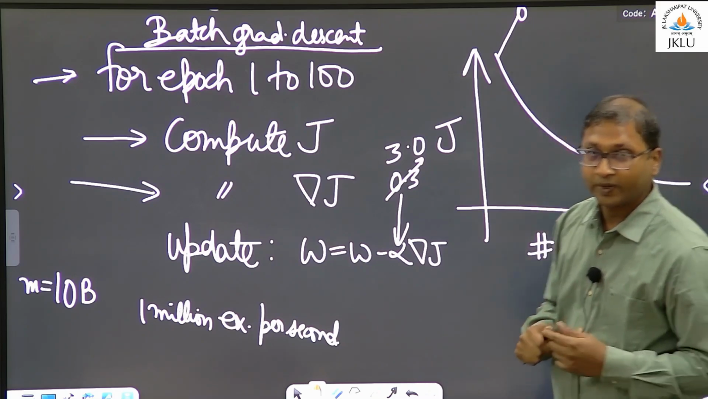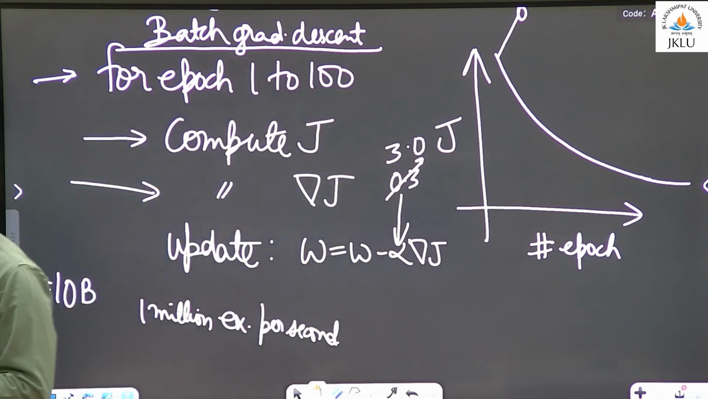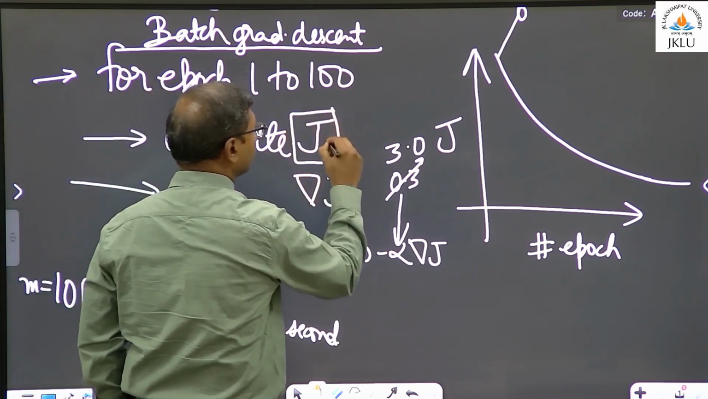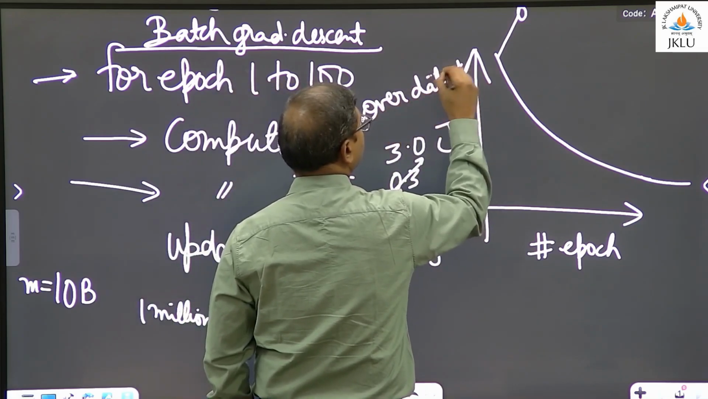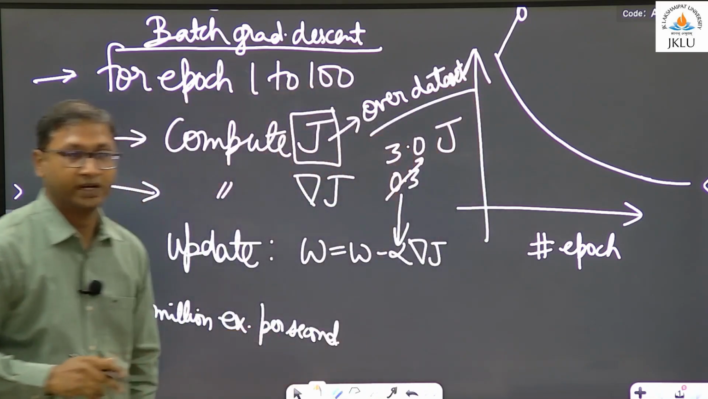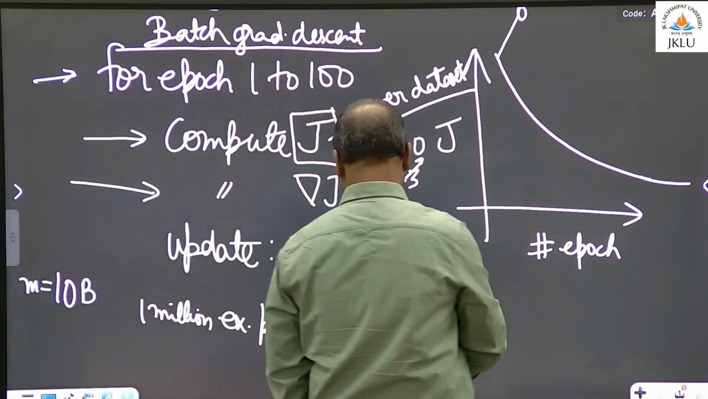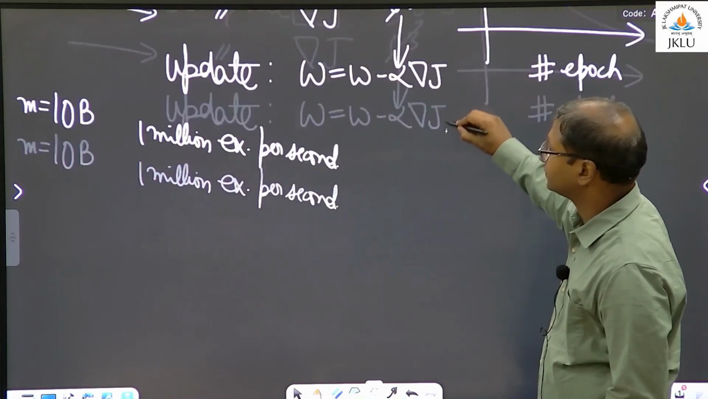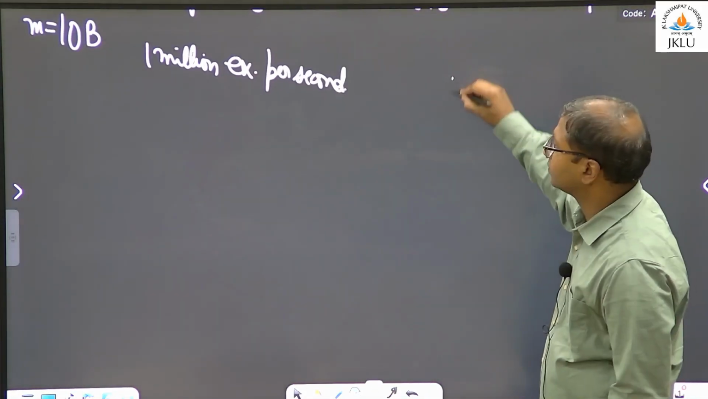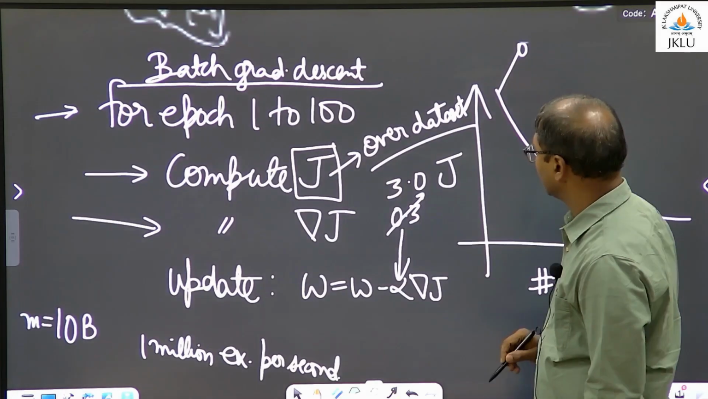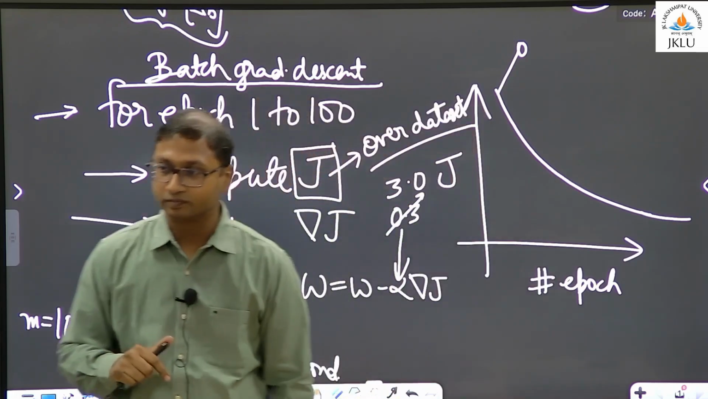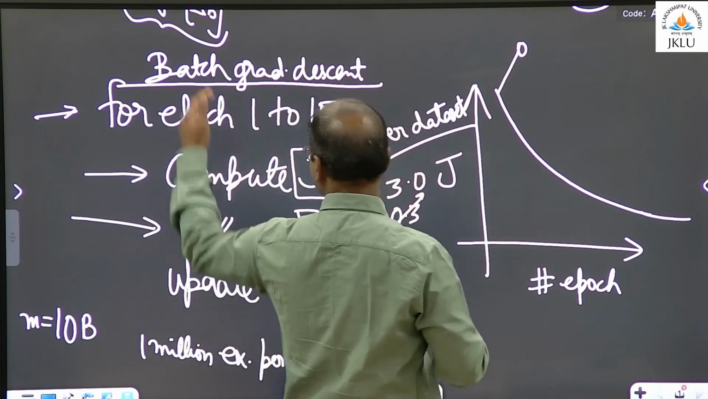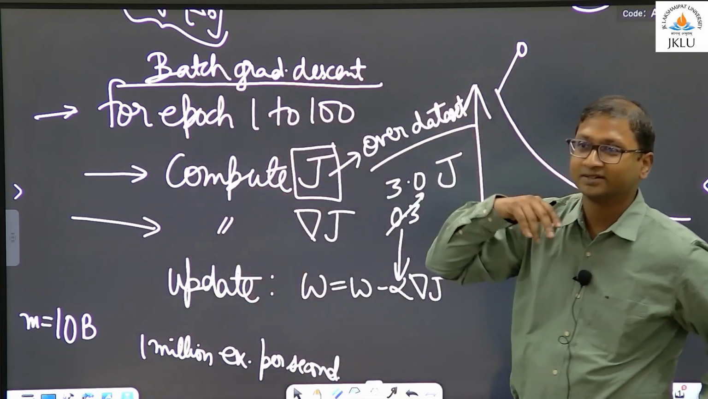What is the improvement on this? How can I improve my algorithm? So instead of computing J over the whole data set, I need to talk about a smaller data set. How many of you have heard of stochastic gradient descent? What does it do? How does this algorithm change?